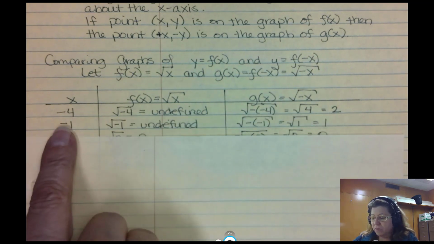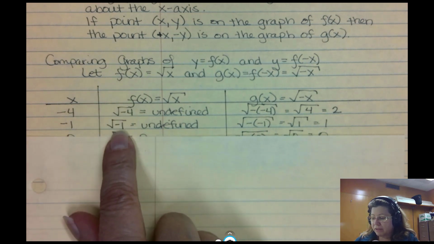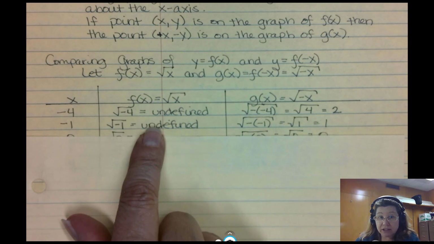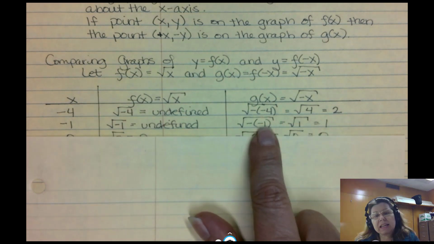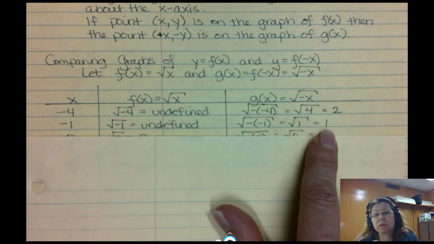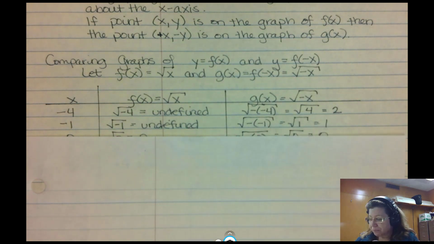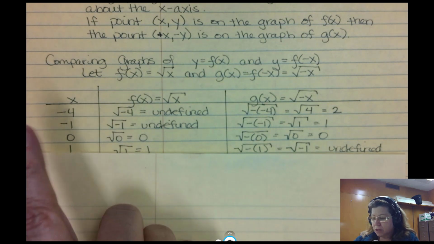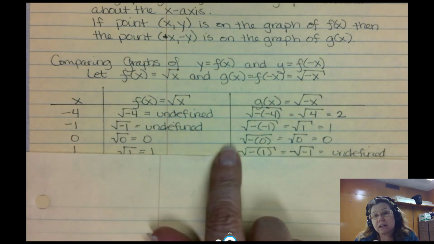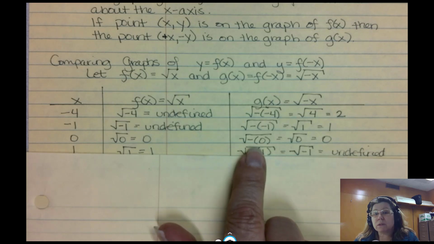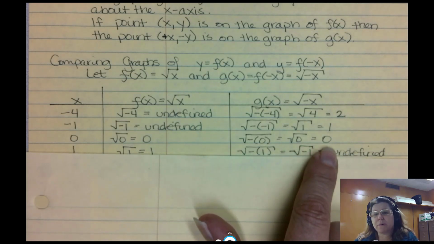I'm going to try negative 1. Negative 1 in f of x is the square root of negative 1. In the real numbers, it's undefined, so there's no value here. For g of x, though, that's negative 1, which is the square root of 1, which is 1. That's good. Let's try 0. All right, 0. Square root of 0 is 0 for f of x. The square root of negative 0, well, that's really the square root of 0, which is 0.